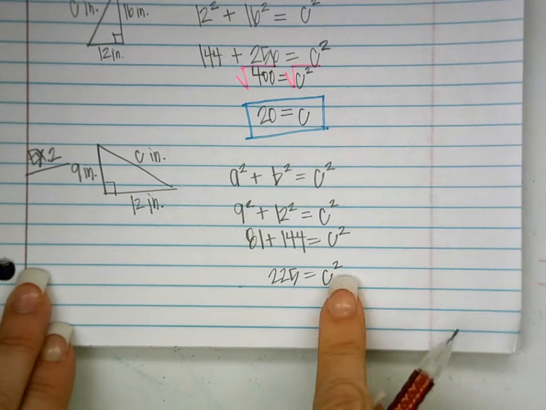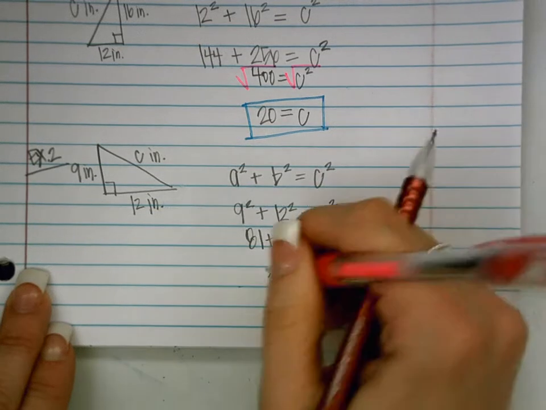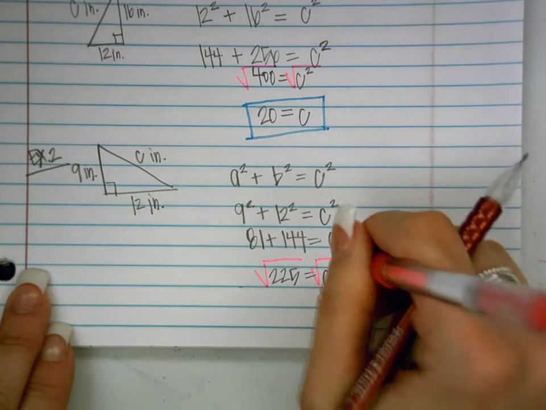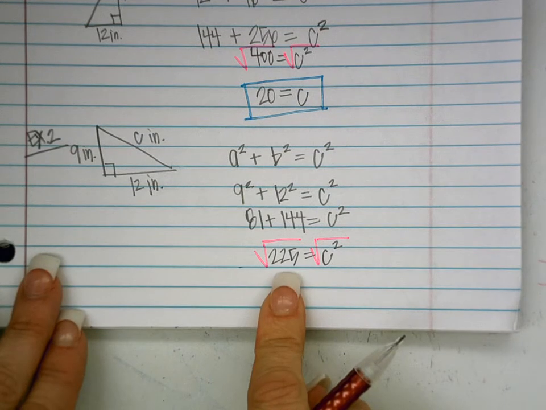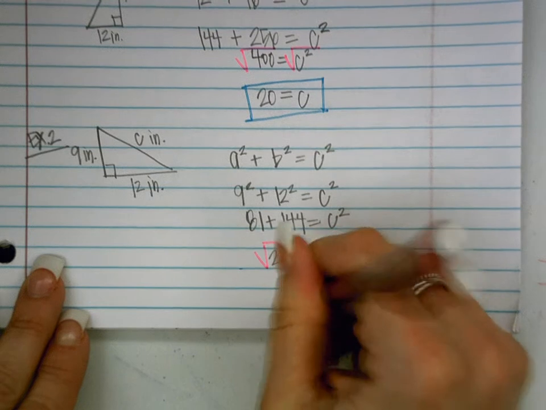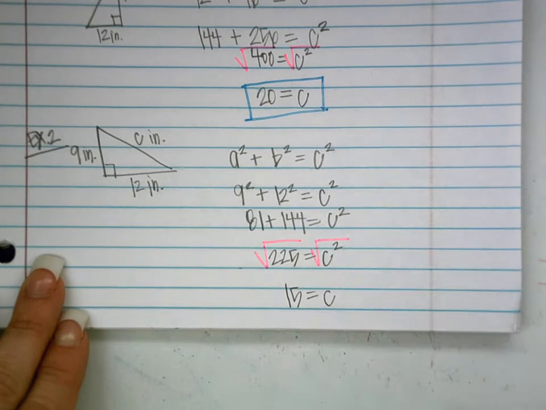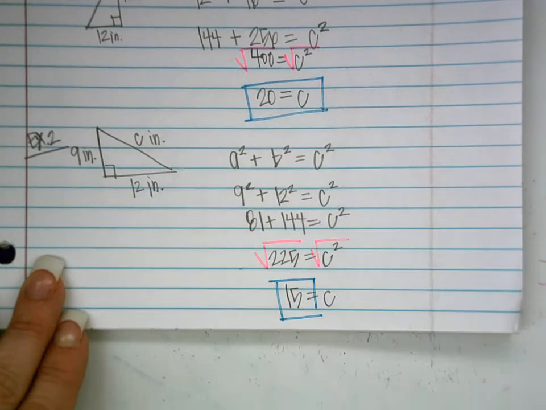How do I undo a square? Square root. Square root both sides. Now, this is why it's important for you to know your squares, because you have to know how to go backwards, okay? What's the square root of 225? 15 equals C. That's your answer. That's your missing side length.